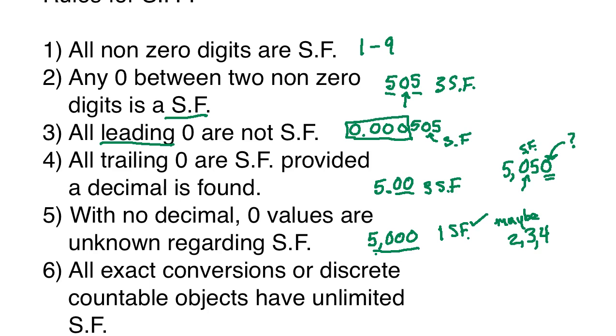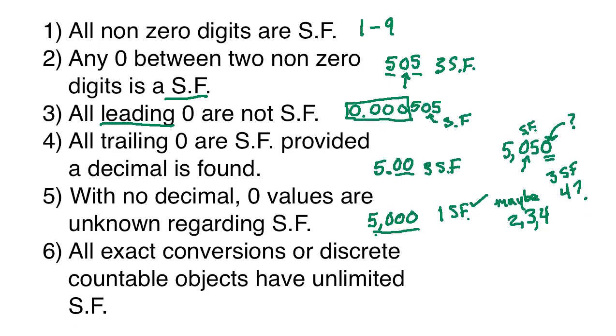So the minimum that you would have here would be 3 significant figures. You are sure of those first 3 numbers using the higher rules on the list. And then it could be 4 significant figures. We're not as sure about that one. All right, so number 6, all exact conversions or discrete countable objects have an unlimited number of significant figures.